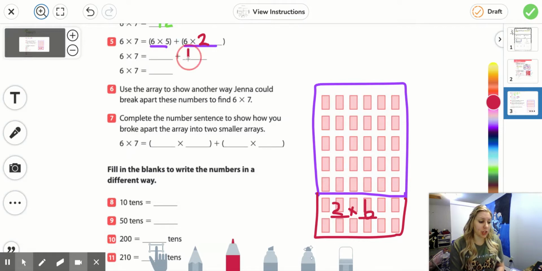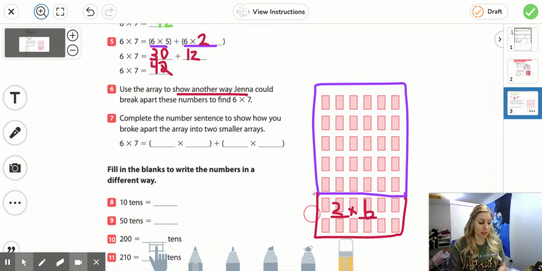See, thank you, Alejandra. She gave me the answer for this one right here, which is 12. Matthew, what's 6 times 5? You can type it in the chat or you can come off of mute. 30. Very good. Thanks, Matthew. Absolutely. So this one is 30. So now I have 30 plus 12 for my final answer, which is again 42. There we go. Nice work. So now it wants us to use the array to show another way she could break this apart.